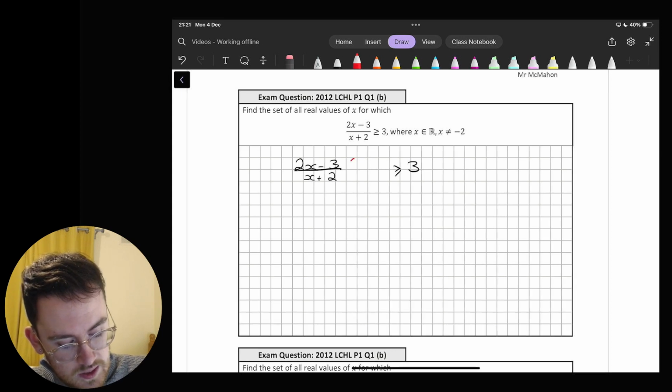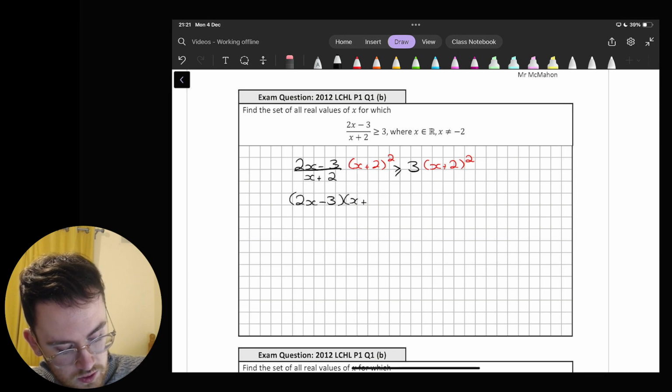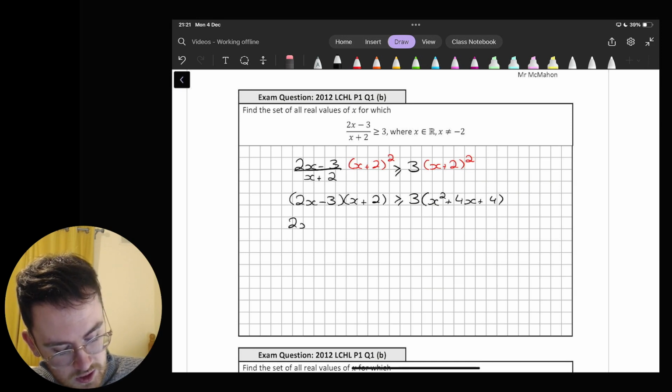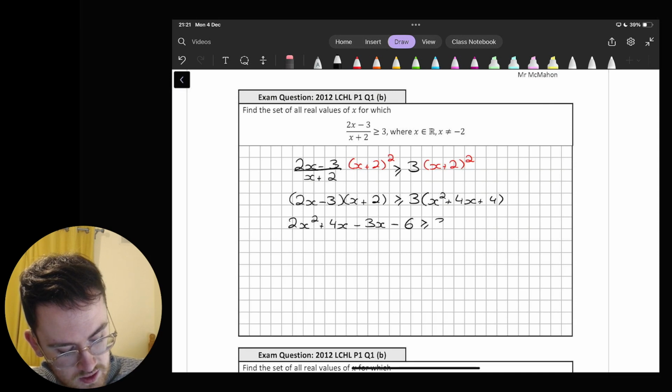So same idea as before, we're going to be multiplying by the denominator squared. So that's going to give me 2x minus 3 by x plus 2 is greater than or equal to 3 by, let me square this out, x squared plus 4x plus 4. So then multiplying this part out, 2x squared plus 4x minus 3x minus 6 is greater than or equal to 3x squared plus 12x plus 12.